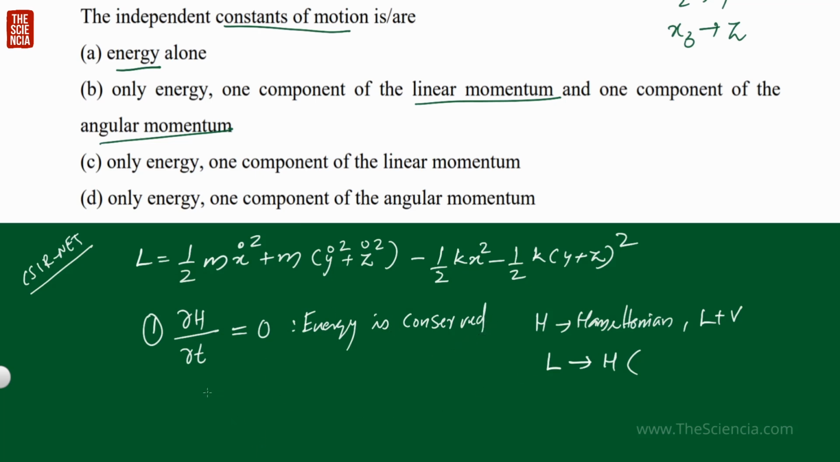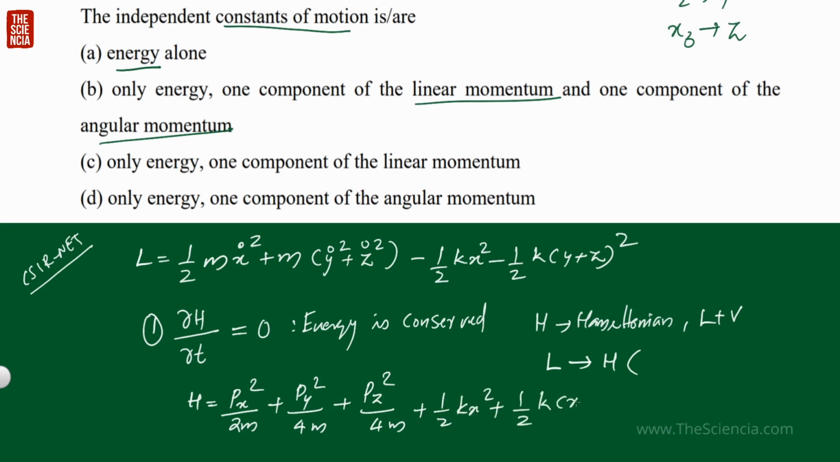Here the corresponding Hamiltonian you get as H equal to px square by 2m plus py square by 4m plus pz square by 4m plus half k x square plus half k (x plus y) all square. Now you have to do this partial derivative, that is dou H by dou t. So you get it is equal to 0. So in this problem energy is conserved.